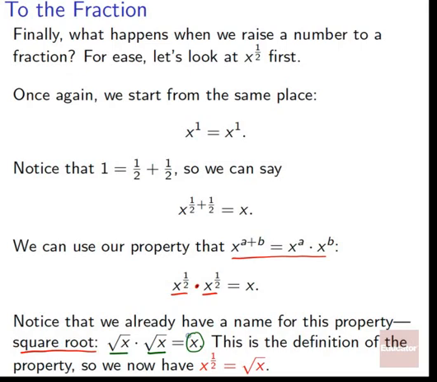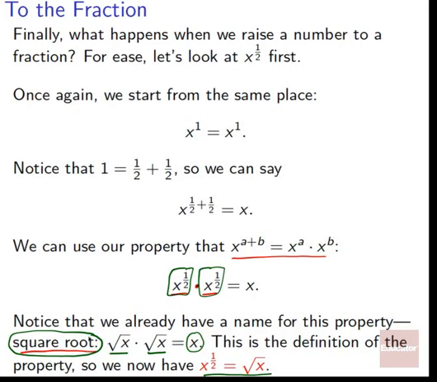The definition of square root is some number that when you multiply it by itself, it becomes the number you took the square root of. So root x times root x is just some number that when you multiply it by itself, it becomes x. So if x to the 1/2 times x to the 1/2 is equal to x, then that must be the same thing as root x, because it does the exact same property. Itself times itself becomes x, so we already have a name for that. We call that square root. So with this property, we see that x to the 1/2 equals the square root of x.